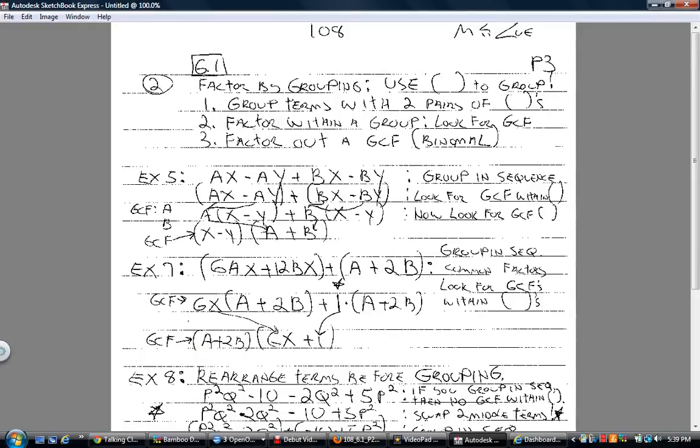Hello 108 students, Mr. McHugh here with you and my black lab Cheyenne. She's been pacing all day, so I'm trying to get her to settle down here with me, so she's going to help me out here on this section.